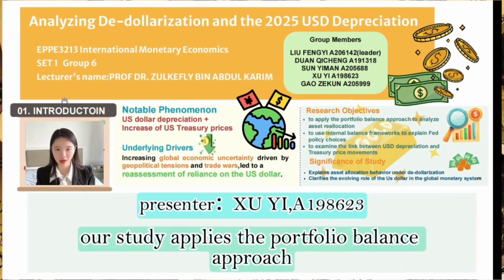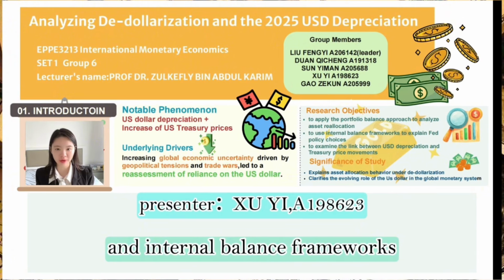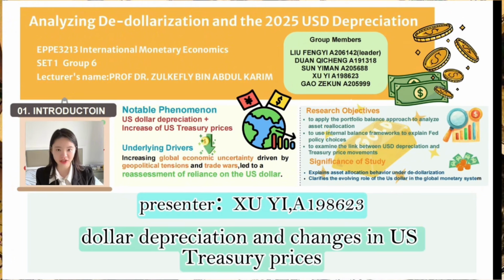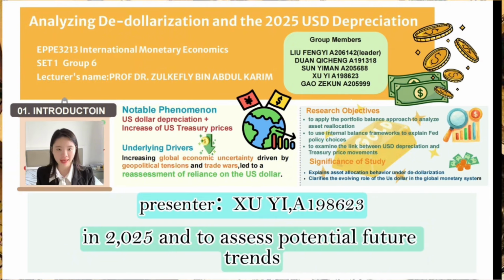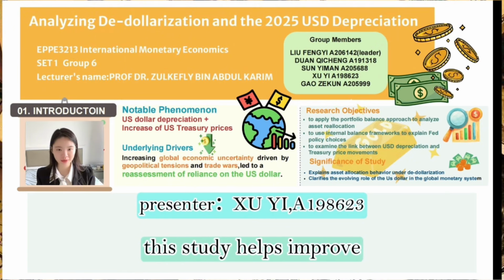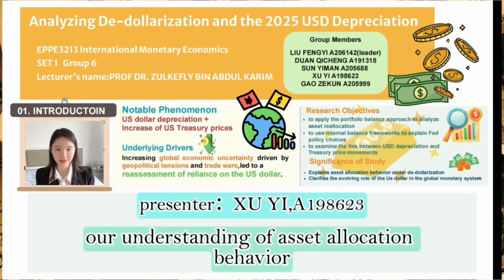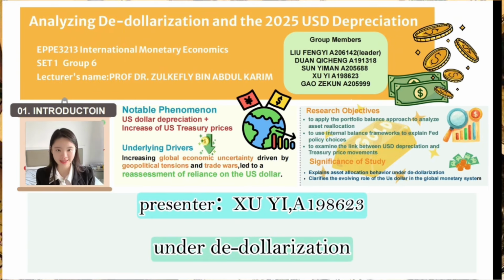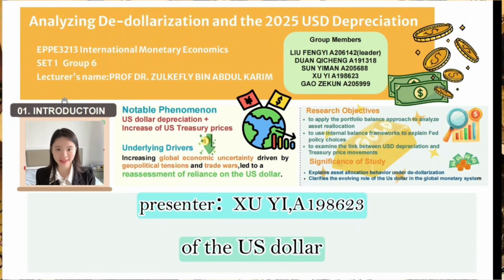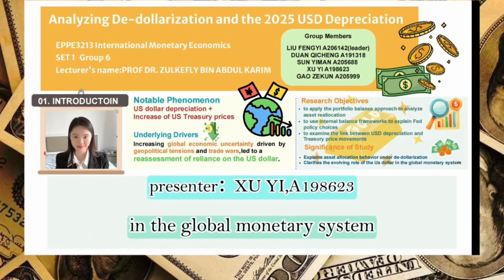In this context, our study applies the portfolio balance approach and internal balance frameworks to analyze the relationship between dollar depreciation and changes in US Treasury prices in 2025 and to assess potential future trends in the role of the US dollar. Overall, this study helps improve our understanding of asset allocation behavior under de-dollarization and offers insights into the evolving role of the US dollar in the global monetary system.